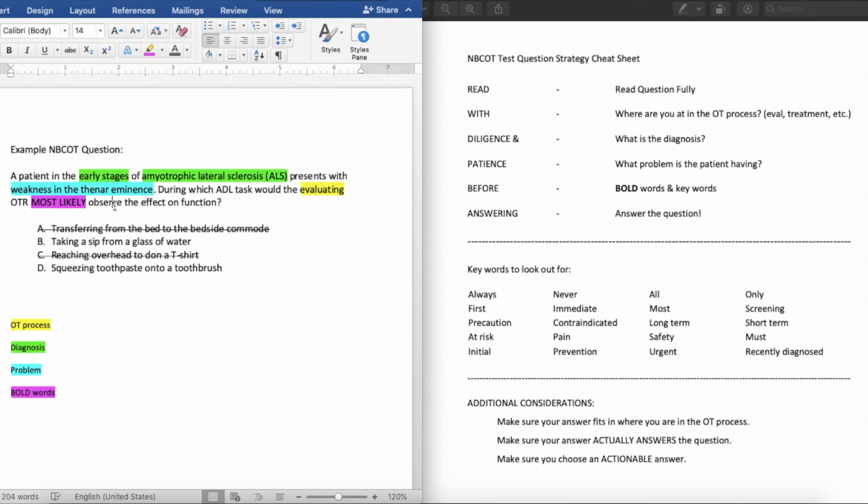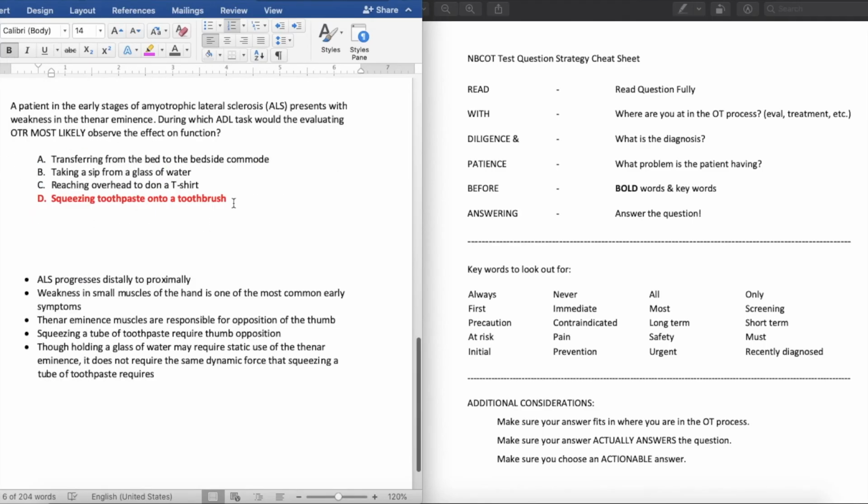So of these two, which answer requires the patient to use specifically the muscles of the thumb and the thenar eminence? The correct answer here is going to be D, squeezing toothpaste onto a toothbrush. They're adducting that thumb to squeeze the tube. So we're going to go ahead and choose D. That'll be our answer. The correct answer is D, and I kind of break it down for you here.